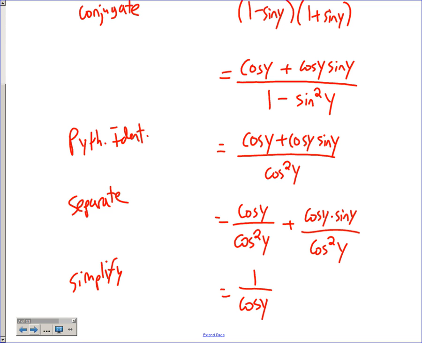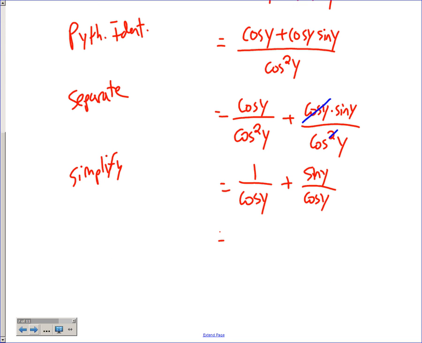1 over cosine y is our first term, and our second term, we can cross out cosine y, and that's squared, and we get sine y over cosine y. And if we go one step further, by using our reciprocal identity, we get secant of y plus sine y over cosine y is tangent of y. And at that point, we're done. We've verified that it matches the left-hand side that we started with.